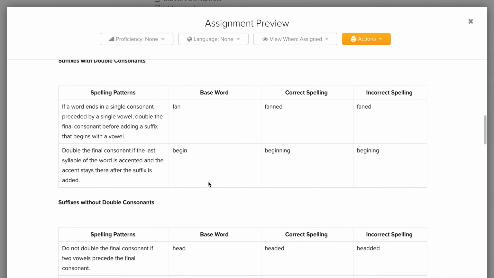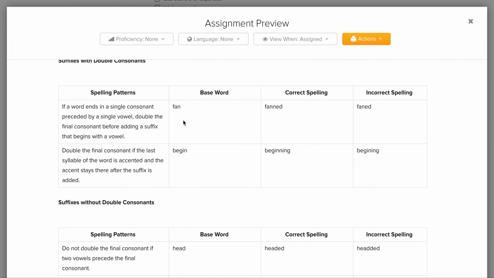That changes when you start adding suffixes, though. Adding a suffix is when you add words to the end of, or letters rather, to the end of the base word. In this case, there is a rule for maybe having to do a double consonant when you add the suffix. And that rule is if it is a single consonant that ends the base word, preceded by a single vowel, then you have to double that consonant when you add a suffix.